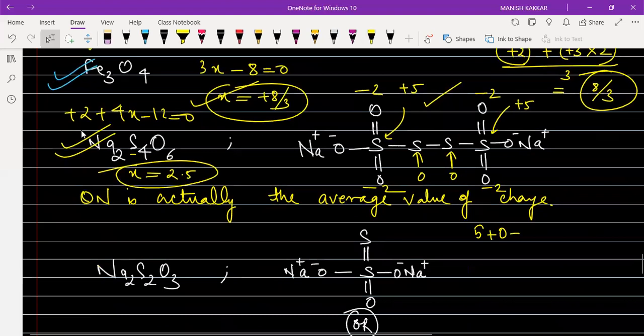5 + 0 + 0 + 5. And how many sulfur atoms were there? It was 4. So it is coming out to be 2.5. 2.5 is the average value of the charge.